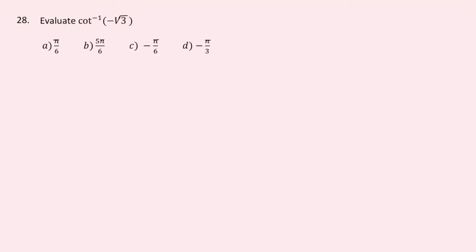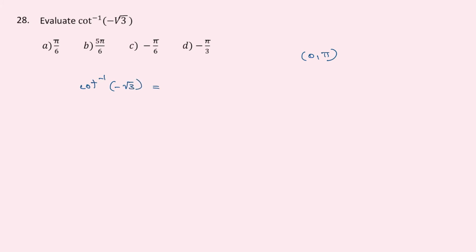28th question. Evaluate cot inverse of minus root 3. We know the principal value branch for cot inverse is 0 to pi. For positive values, we get a first quadrant angle. For negative values, we get a second quadrant angle. Cot inverse of minus root 3.